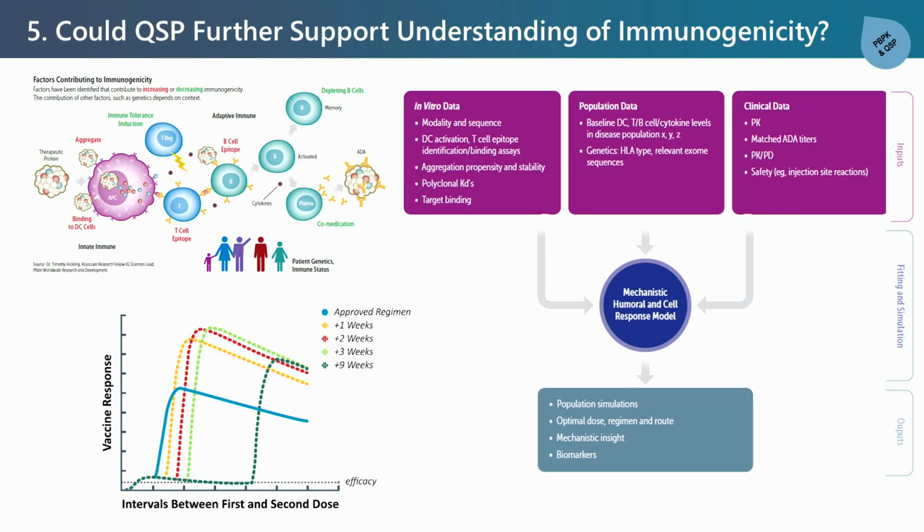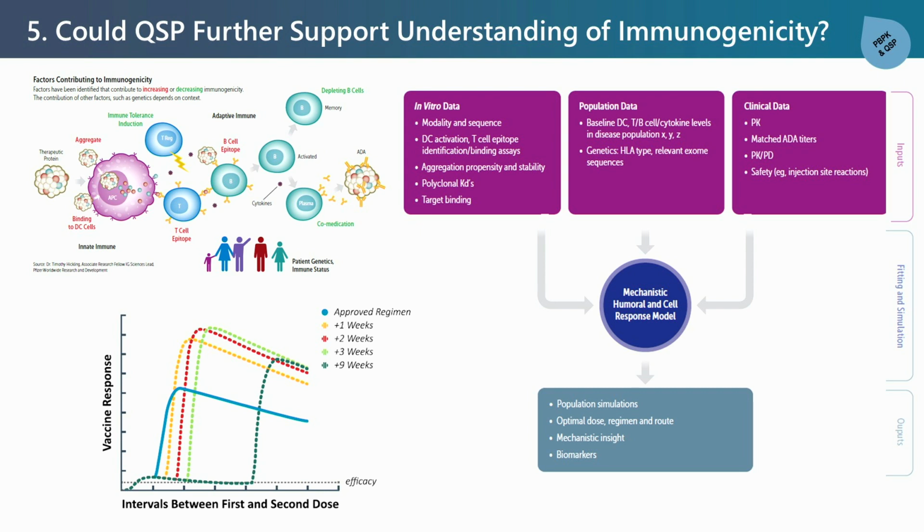The final example is to assess whether QSP can further support the understanding of immunogenicity. In the top left diagram, with all the existing viruses and most recently COVID-19, we have more understanding of the factors contributing to the increasing, shown in red, and decreasing, shown in green, of immunogenicity. For example, binding to DC cells will increase immunogenicity while depleting of B cells or certain co-medication will decrease immunogenicity.